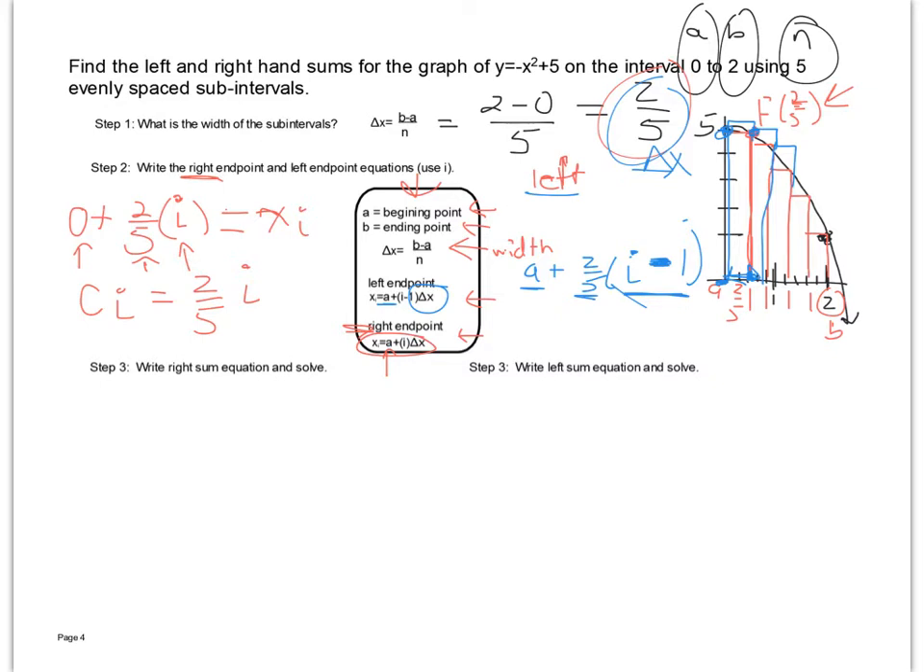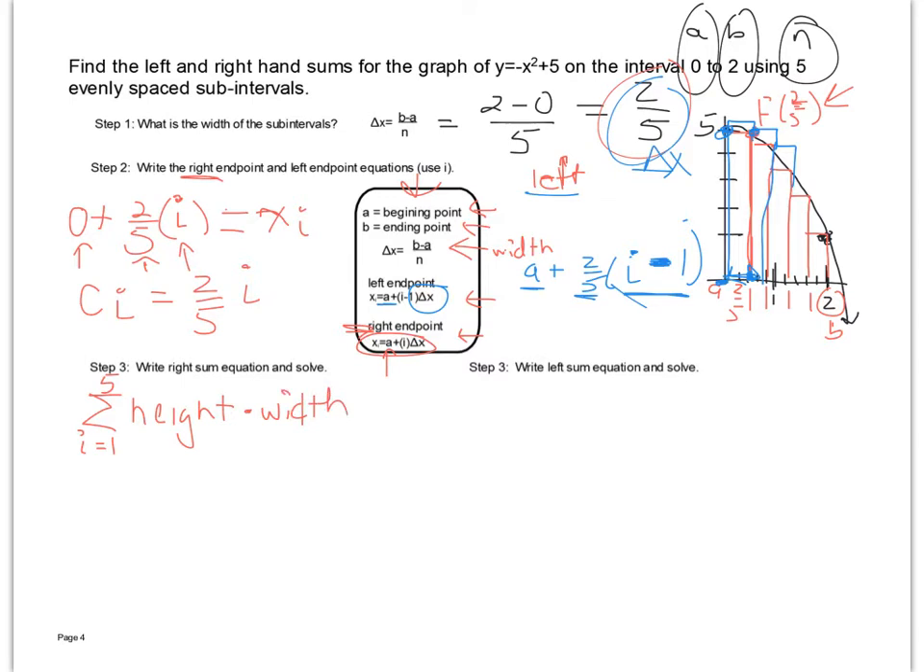So now to write this formula, I'm going to add up, so sigma, from the first rectangle to the fifth one. I'm going to make 5 different rectangles, so I have to add up 5 different things. So A1, A2, A3, A4, A5. Those are going to be our 5 rectangles. And that means I have to add the height of each rectangle times the width.